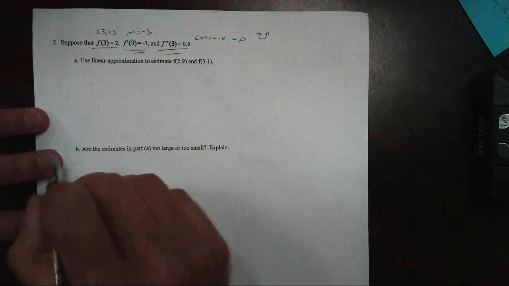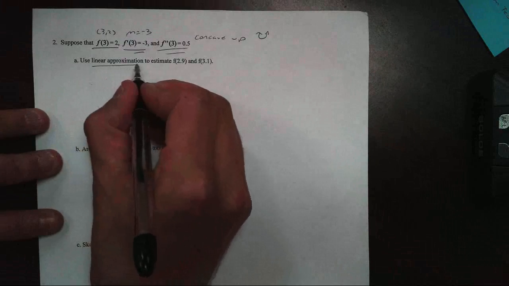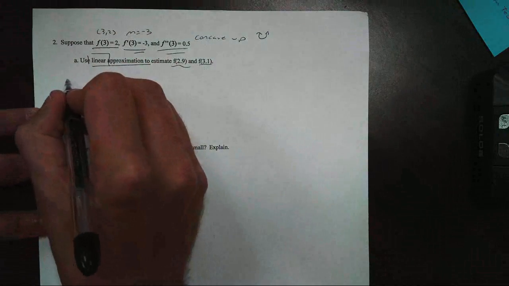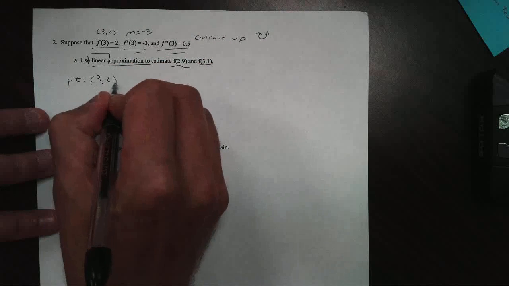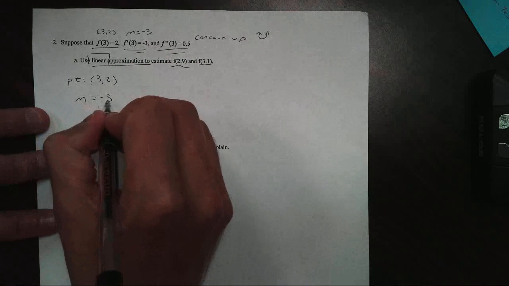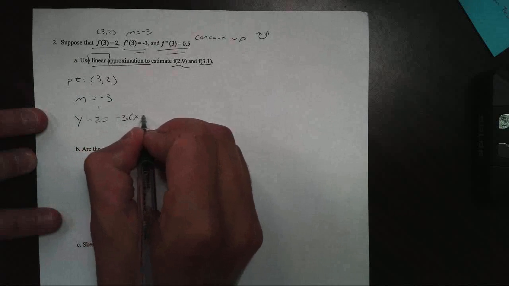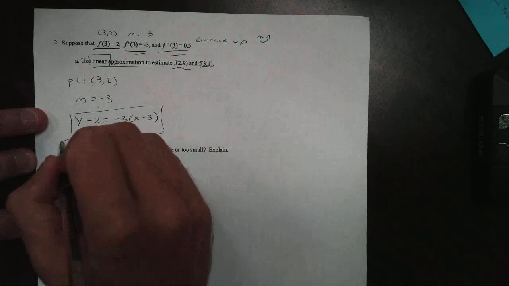It doesn't take long. Next, it says use a linear approximation, keyword linear, to approximate these values. Well, I need a point, which they give me, and a slope, which they also give me. So I got my tangent line: y minus 2 equals negative 3 times (x minus 3). There is my tangent line.